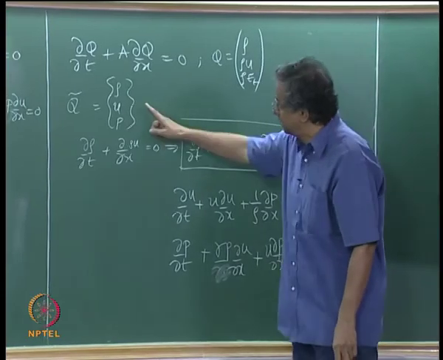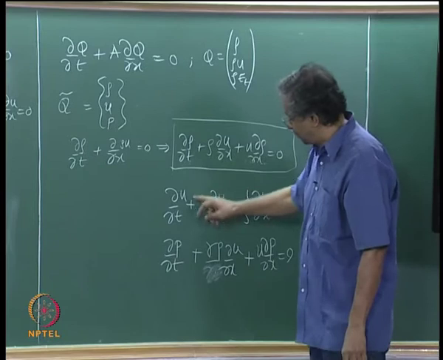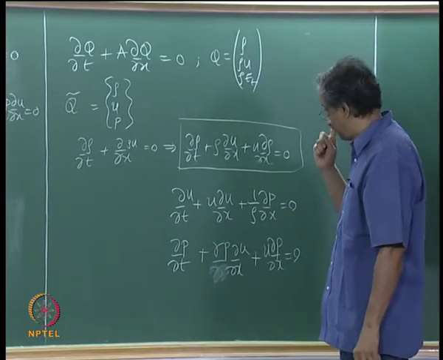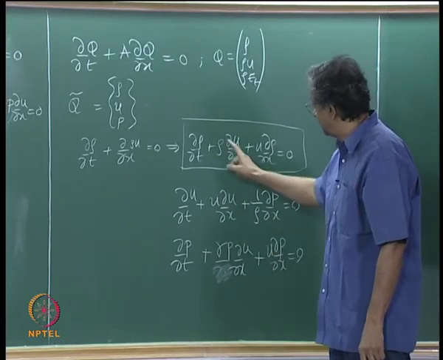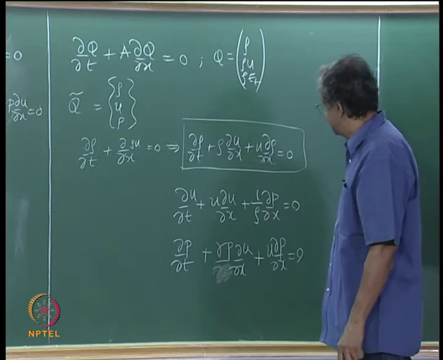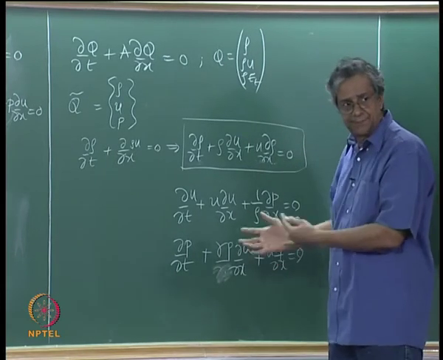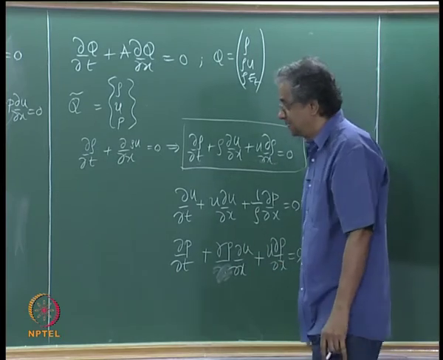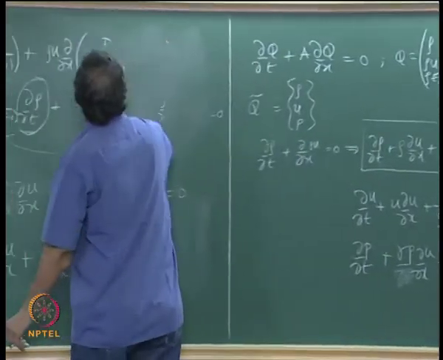So if this is q tilde, I have rho u p, I can write this as a matrix, rho u p, and I have ∂u/∂x. I have a ∂rho/∂x, I can actually rearrange these terms and write it in a matrix form. So let us see what we have here as a matrix form.